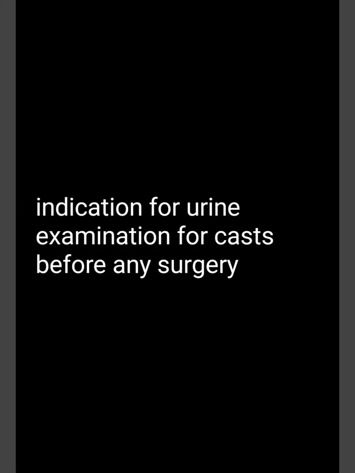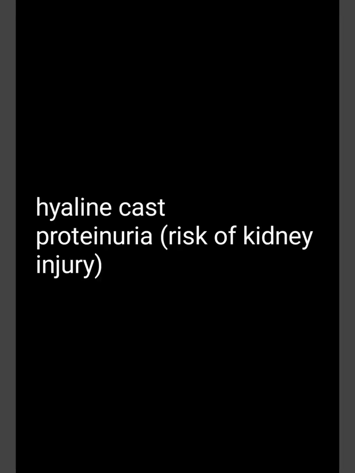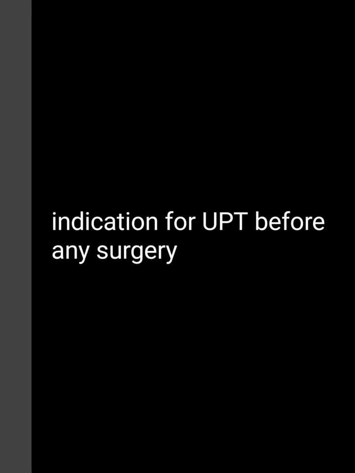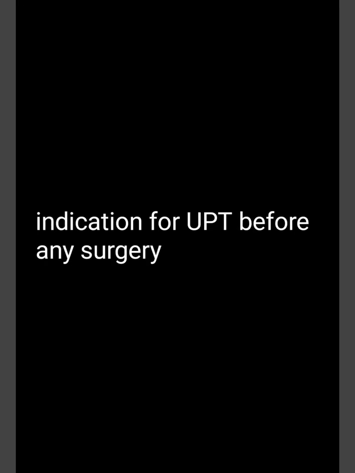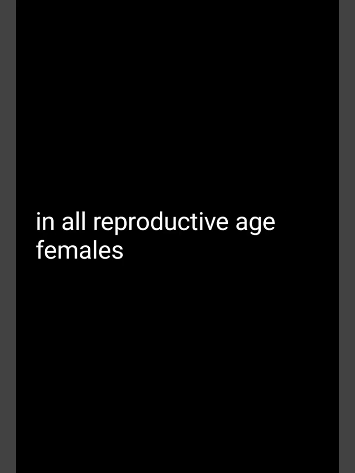Indication for urine examination for casts before any surgery: hyaline cast, proteinuria, risk of kidney injury. Indication for UPT before any surgery: in all reproductive age females.